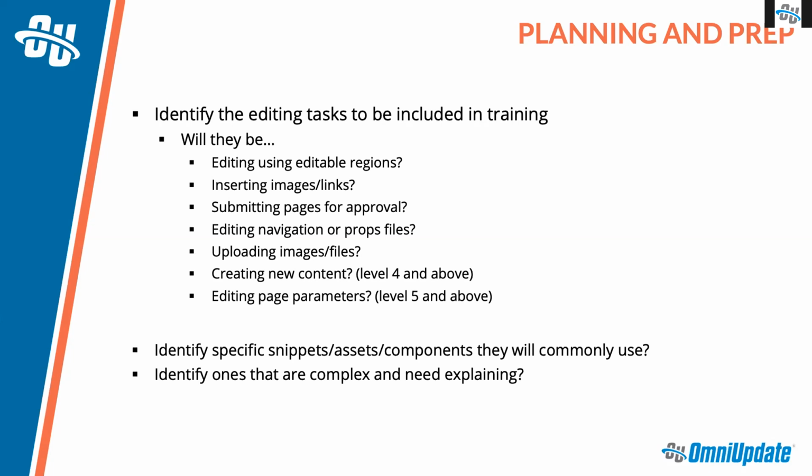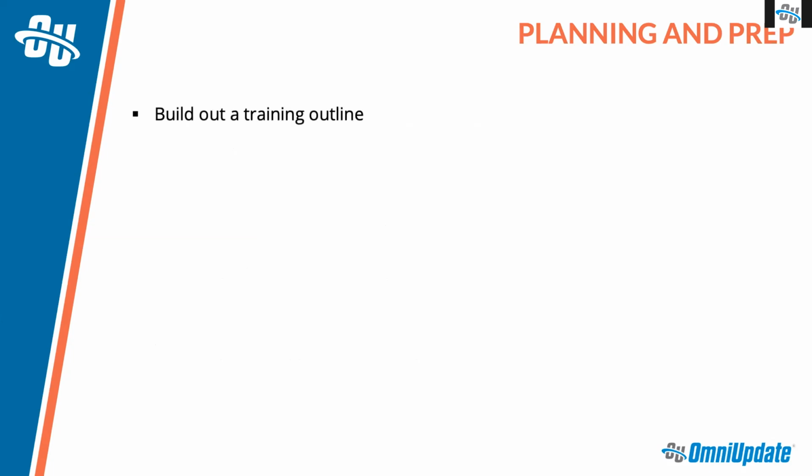Once all of these questions have been answered, your next task will be to build out a training outline. This is just for you, so you have a record of all of the things you're planning on training. You can provide this to your editors so they have an idea of what's coming, but really it's just to keep you organized as you go through it.